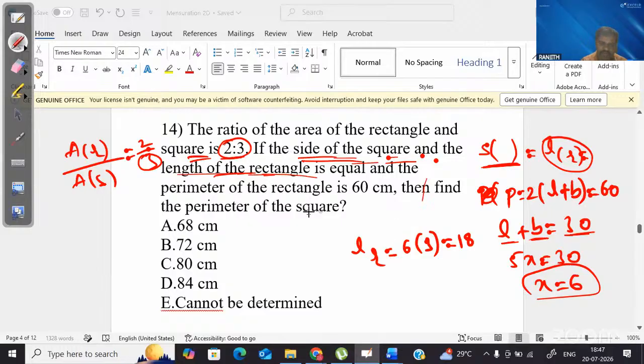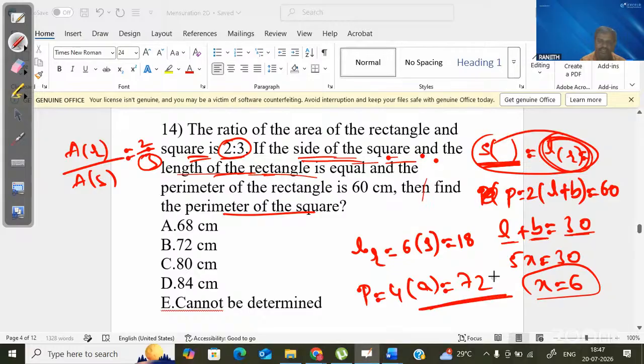And the perimeter, what we need to find out? Perimeter of square will be equal to 4 times of a, where a is nothing but length of the rectangle and side of square, both will be same. 18 into 4 equal to 72. So the answer equal to 72.